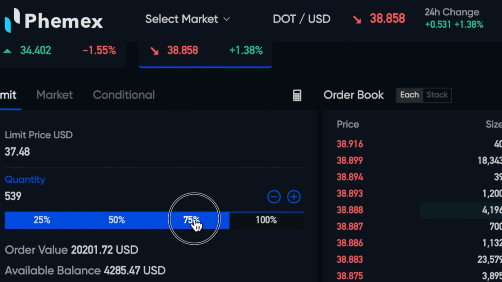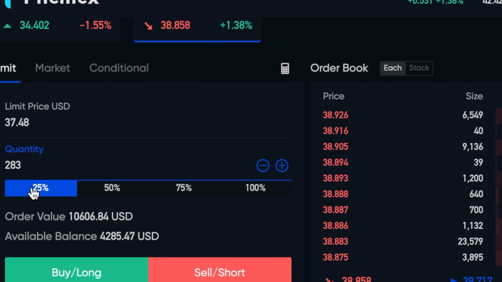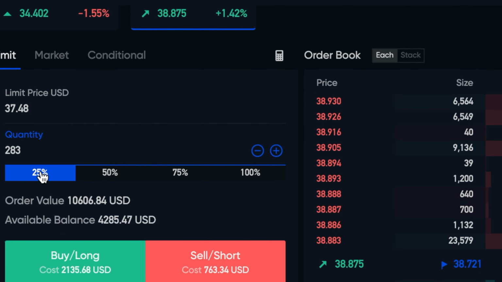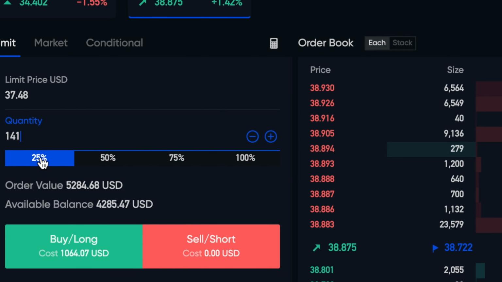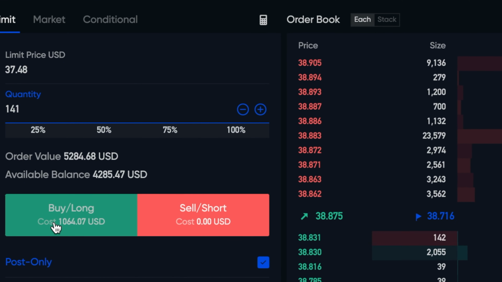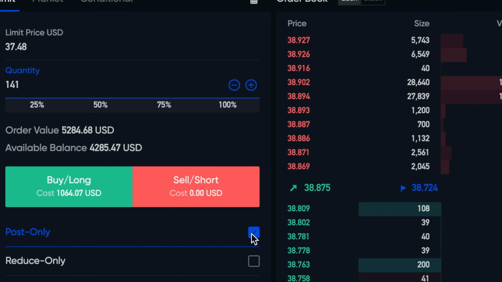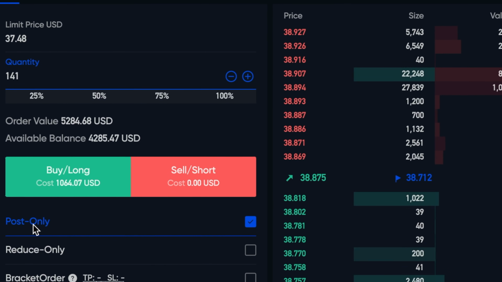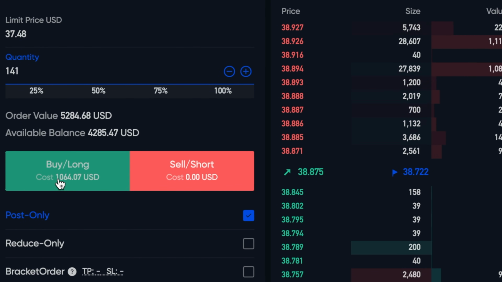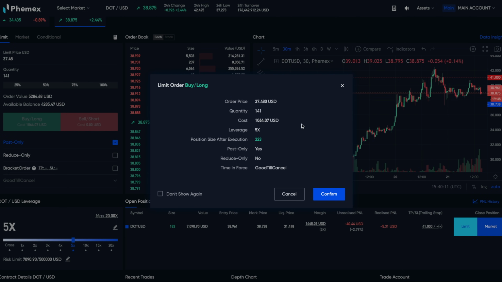Keep in mind, you can go all the way up to 100% of your available funds. That's up to you. You know your risk reward ratio better than anyone else, but let's just say we'll do 25%. So we'll do the limit, $37.48, and we'll do buy long. And make sure that you also click post only as well. You don't want your orders to either get canceled or hit immediately. So if we click buy long, there we go. And here, if all of our information is correct, we can click confirm.